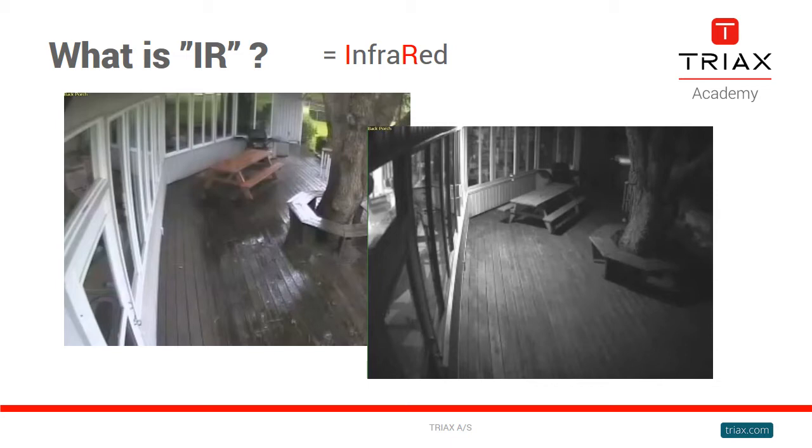Therefore IR light distances are defined as up to. For example, up to 20 meters, since the environment has a greater impact on the performance. The same camera can perform very differently in two different locations.